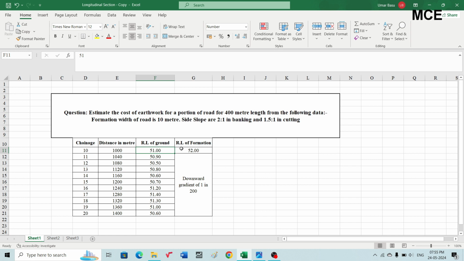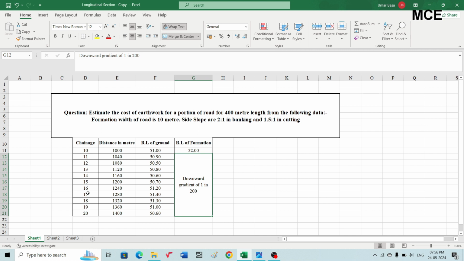Also it is given that the RL of the formation at the first chainage is 52, and thereafter the road is in a downward gradient of 1 in 200. We have to find the RL of formation for the rest of the chainages. Then we will draw the L section, and from the L section we will calculate the quantity of earthwork in banking as well as in cutting.